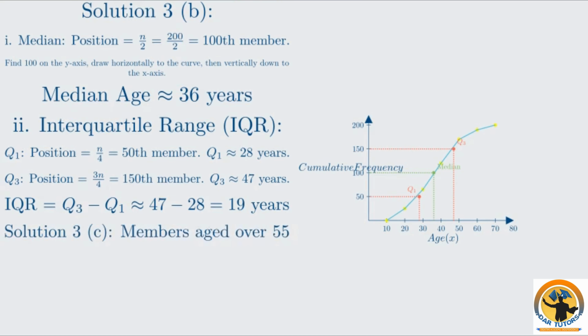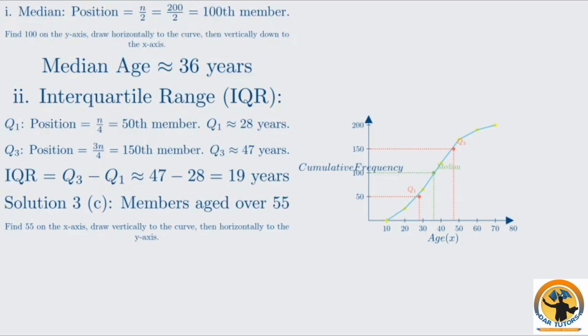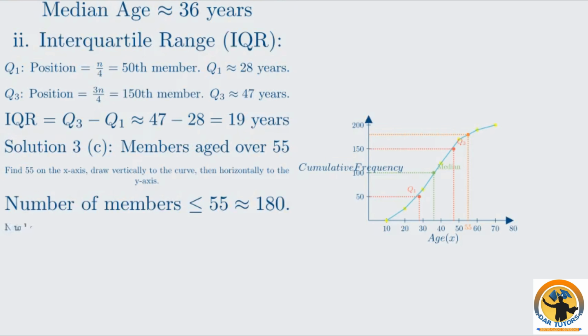For part C, we want to find the number of members over 55. We can find the number under 55 from our curve and subtract from the total. On the curve, 55 on the x-axis corresponds to a CF of about 180. This means 180 members are 55 or younger. Therefore, 200 minus 180, or 20 members, are older than 55.